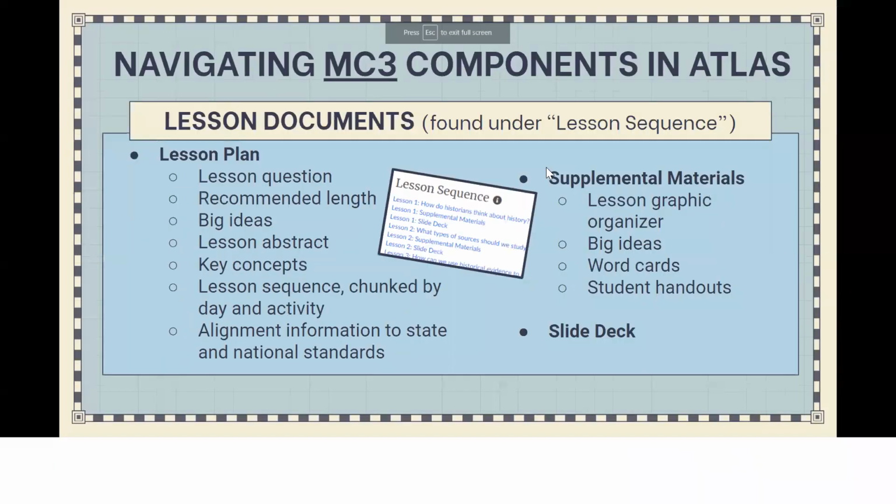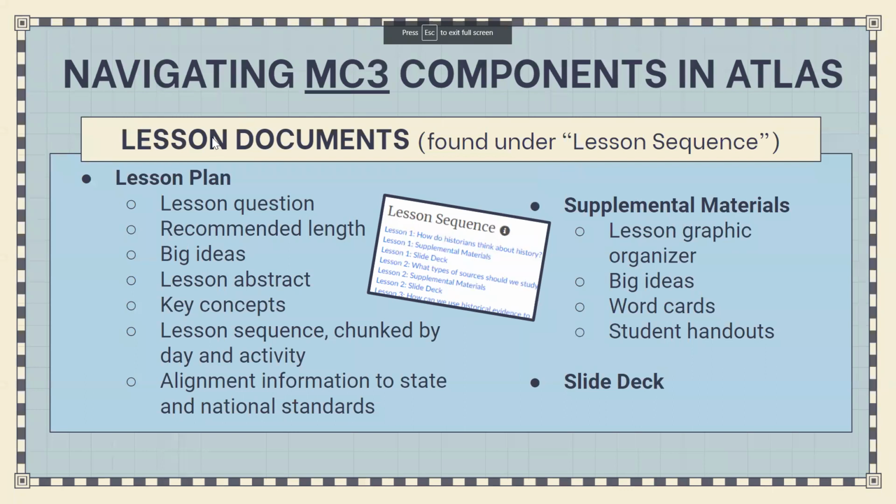And then again, when you get into the lesson plan, each lesson has all of these documents. So it has the lesson question, the recommended length, the big ideas, the abstract, etc. The supplemental materials have a graphic organizer for the lesson. They have big ideas. They have all of the vocabulary cards. We call them word cards, which we'll talk about in a minute, and all of the student handouts. And then there's the slide deck. 5th grade MC3 is completely built into Google. So everything is in Google Docs and Google Slides.